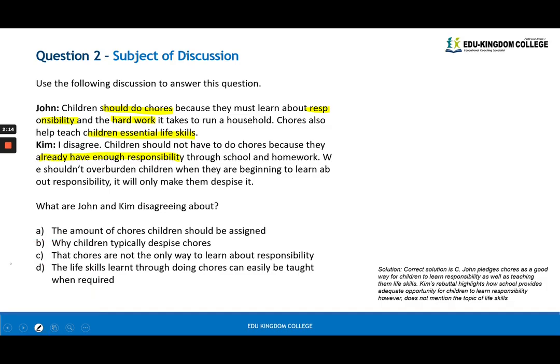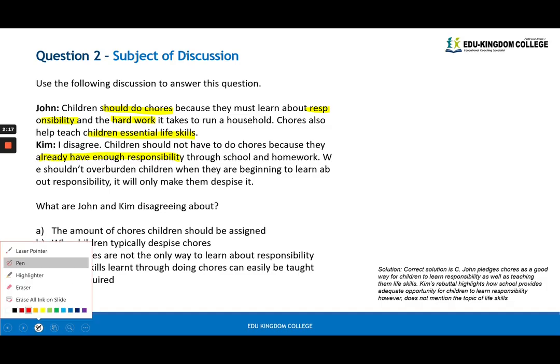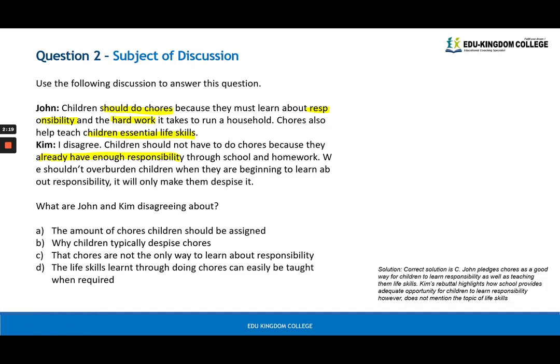So the main thing that they have in common is the thing that they are disagreeing about, right? It's about how children should learn responsibility. So John is saying we must do it through chores. Kim is saying they already learn responsibility through school and homework. So Kim is basically disagreeing with John in saying that chores are not the only way to learn about responsibility, and that's why C is the answer.